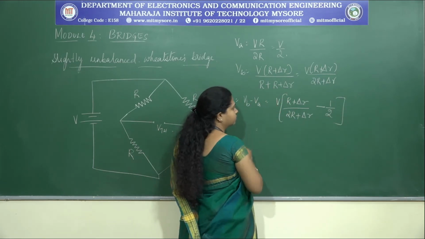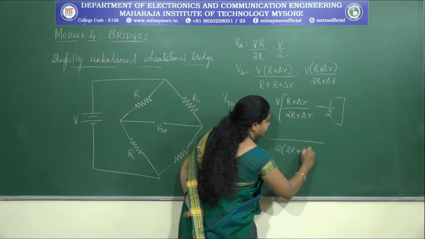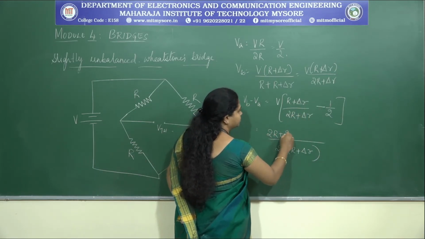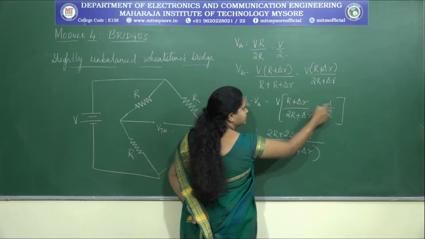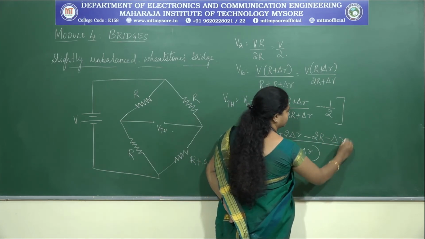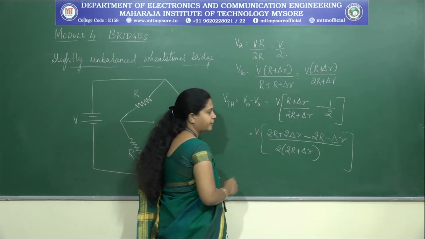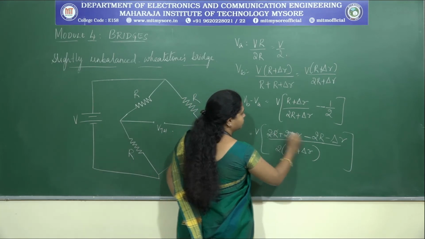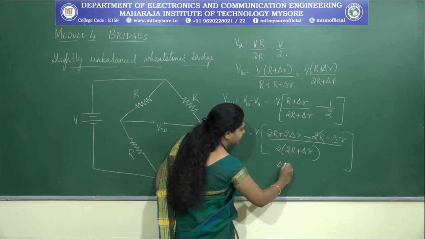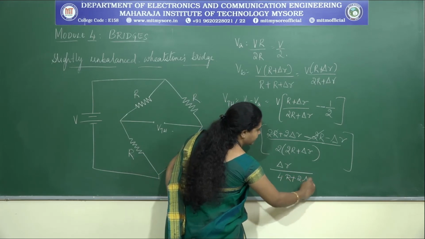Okay, so can we take the LCM now? So what are we going to do? 2 into 2R plus delta R, cross multiply. So 2R plus 2 delta R minus this into this, 2R minus delta R, into V. Understood? Now the plus 2R and minus 2R will get cancelled. You have 2 delta R minus delta R, so you will get delta R divided by 4R plus 2 delta R.